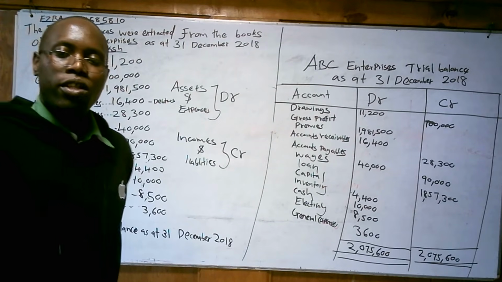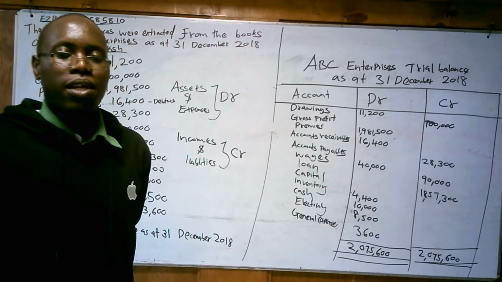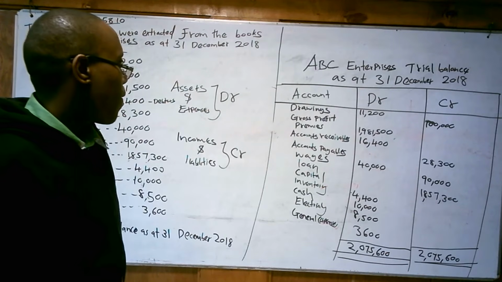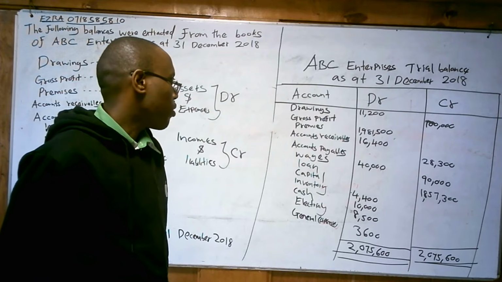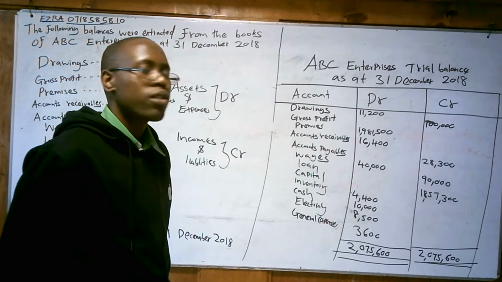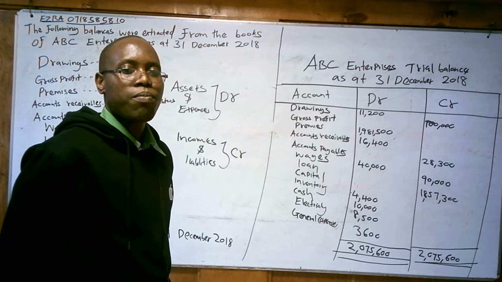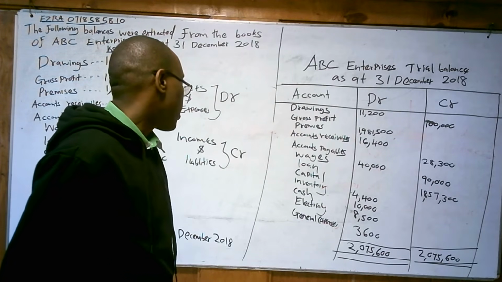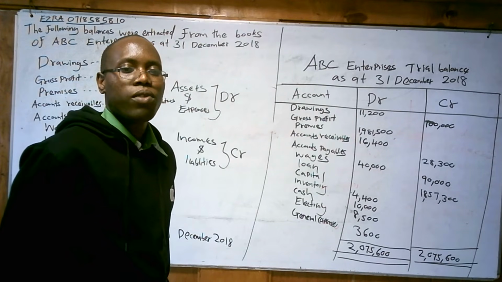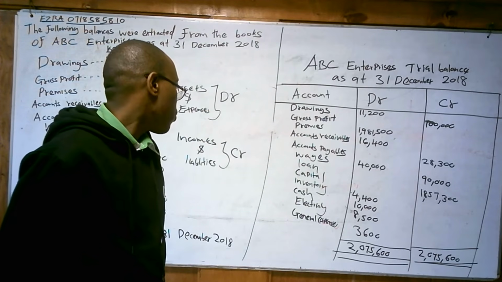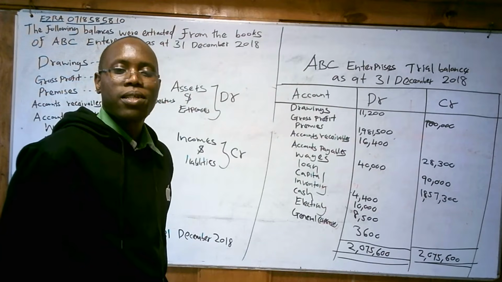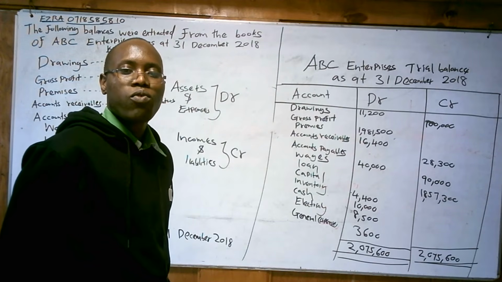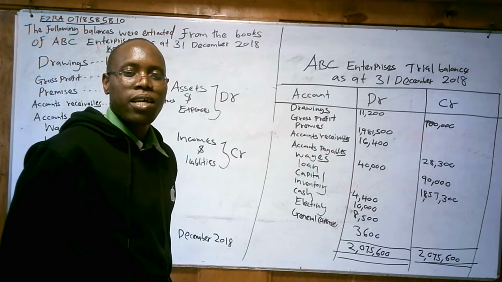So now you have known the philosophy behind that trial balance, that on the debit side of the trial balance, we are supposed to record the assets and the expenses, and then on the credit side of the trial balance, we are supposed to record the incomes and liabilities.